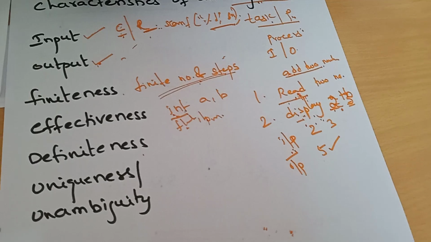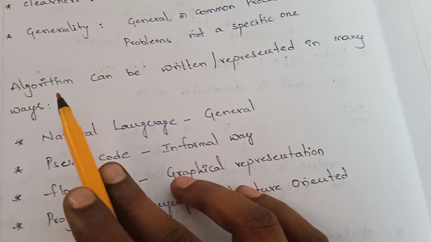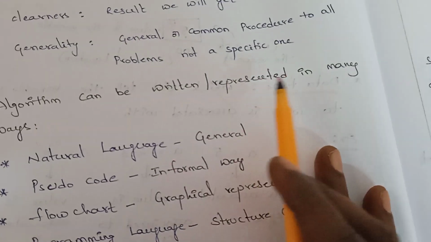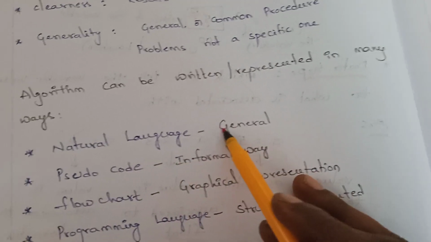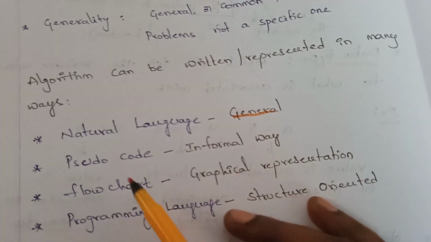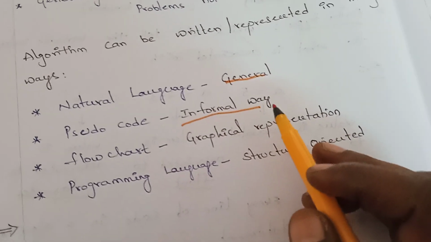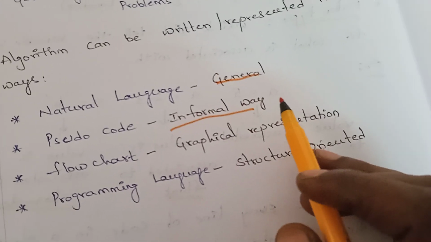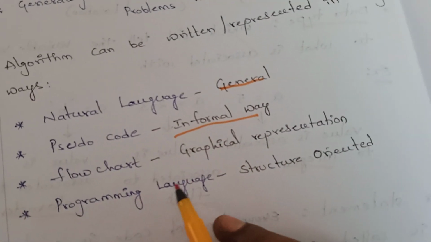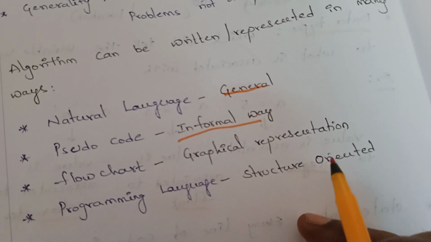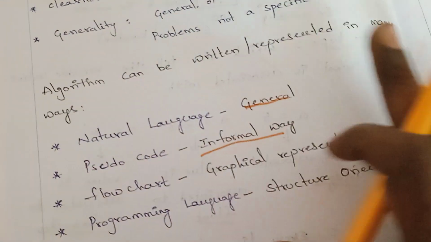The next concept is that an algorithm can be written or represented in many ways. One is natural language, the general language the way we speak. The second is pseudocode, an informal, procedure-oriented way. Then flowchart, a graphical representation, and programming language, which is structure oriented. All these are ways to represent an algorithm.